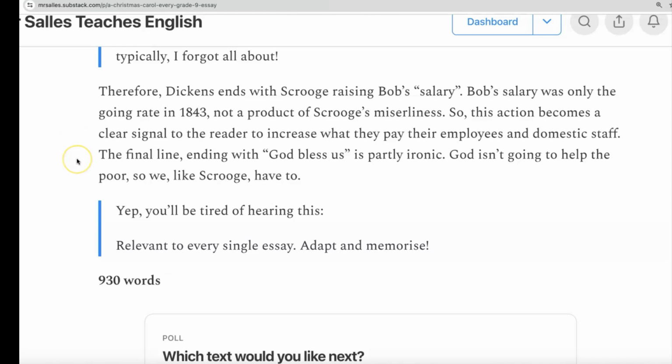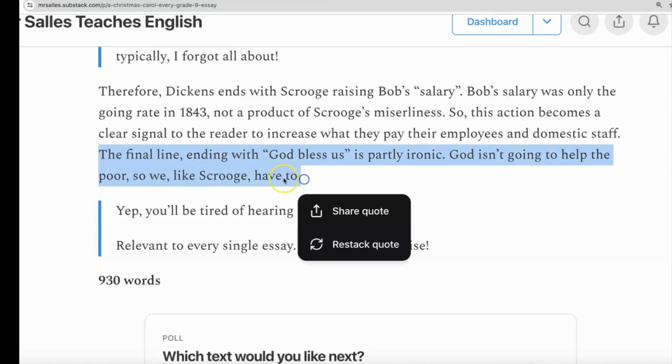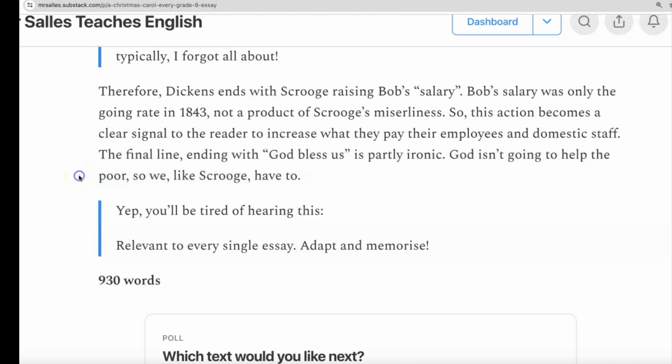The final line, ending with God bless us, is partly ironic. God isn't going to help the poor, so we, like Scrooge, have to. And that also illustrates how I suggest that your conclusion needs to introduce a new idea and also, if possible, link with a quote. Dealing with the ending like this, as you can see, deals explicitly with the author's ideas, and that means the examiner has to give you top marks.